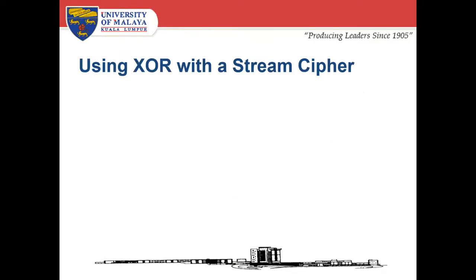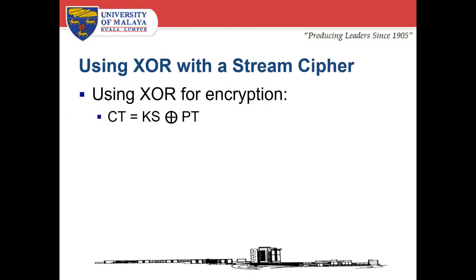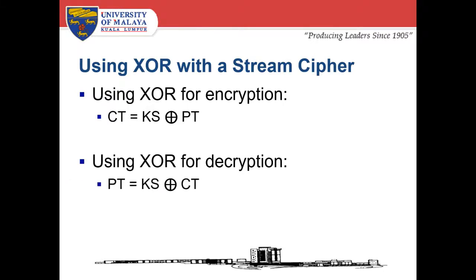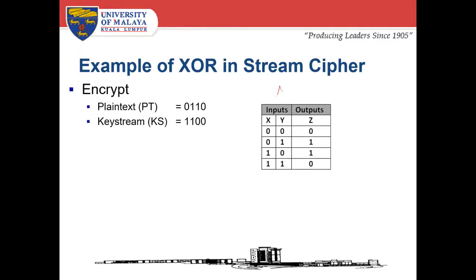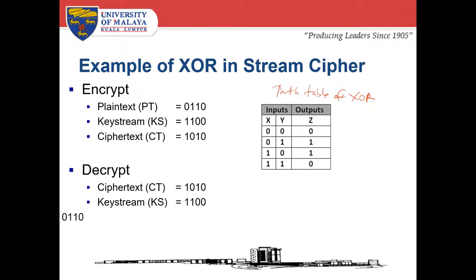Now we go into details. Using XOR with the stream cipher for encryption, ciphertext is equal to keystream XOR with the plain text, and for decryption you have keystream XOR with the CT, and you get the plain text. So this is the truth table of XOR, exclusive OR. Plain text 0110, keystream KS. So you have a ciphertext here 1010. So decrypt: ciphertext, keystream, and then plain text.